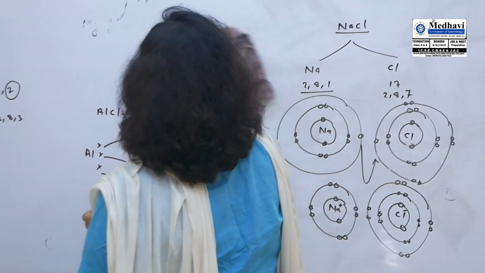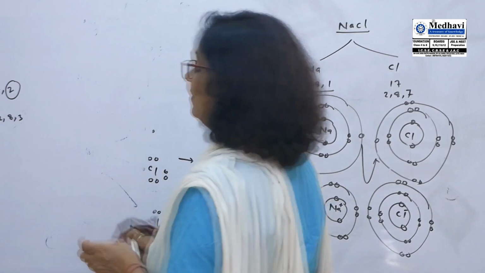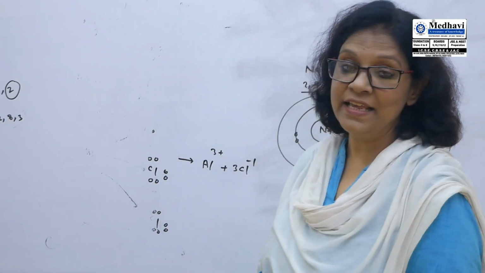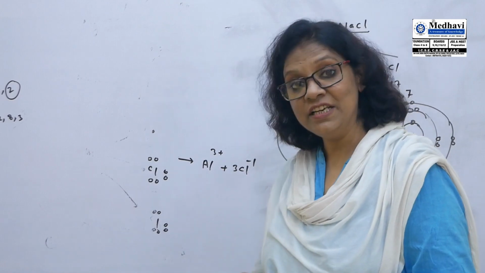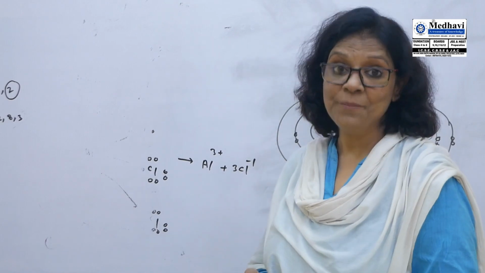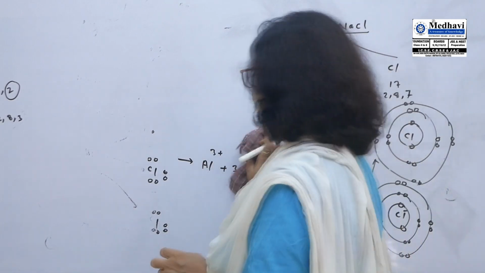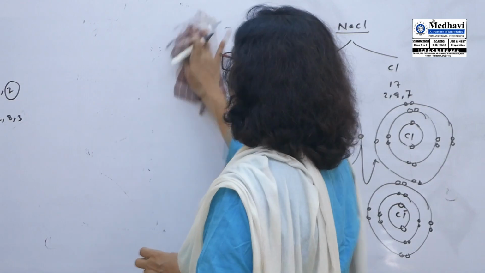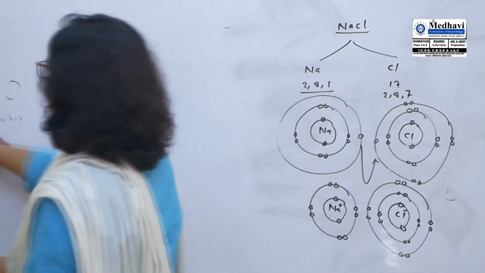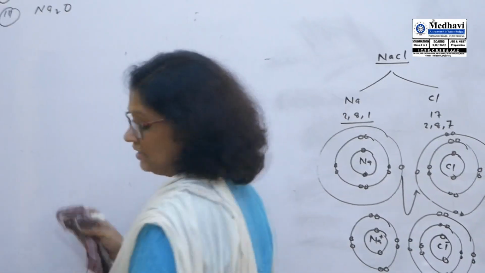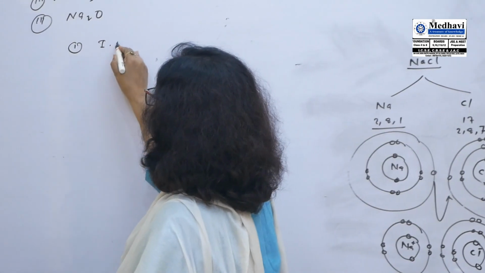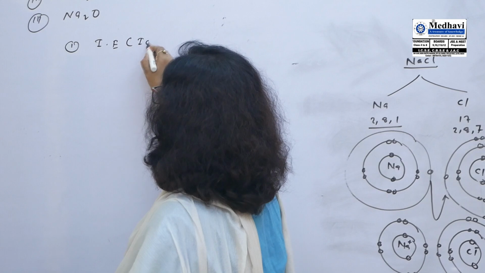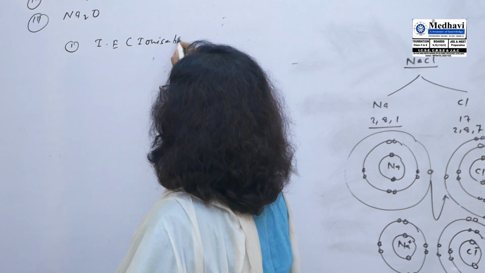This is a part of the periodic table. In this topic we study ionization potential, electron affinity and electronegativity. This is a part of the periodic table, but as it is used for bonding, that's why I want to explain this topic in detail. So the first point is the ionization energy, or you can say ionization potential.